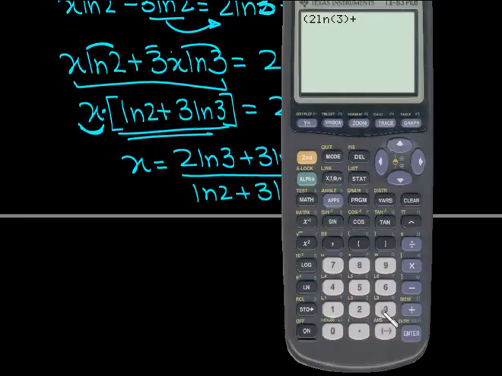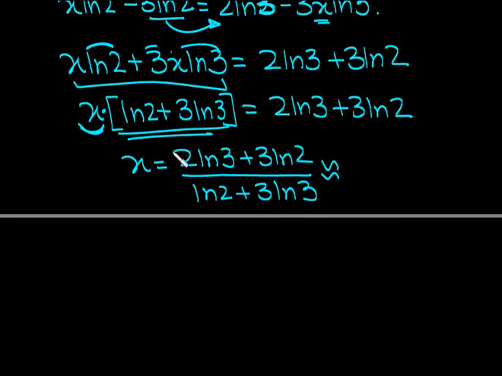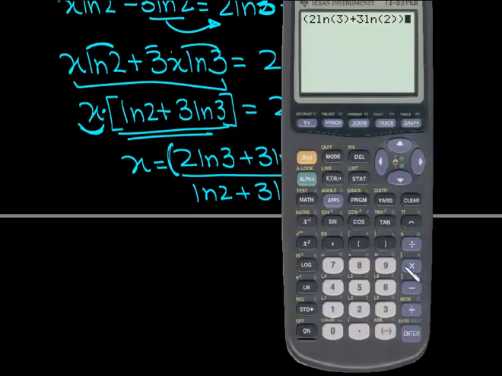Then you get plus 3 ln of 2, and then we want to close parentheses for that ln of 2. And then we also want to open a parentheses at the beginning, because we needed the parentheses here and here, because we want to take that big chunk and divide by that. So I need to close another parentheses. Divided by open parentheses ln of 2, close that parentheses, plus 3 ln of 3. And then I'm going to close that parentheses.